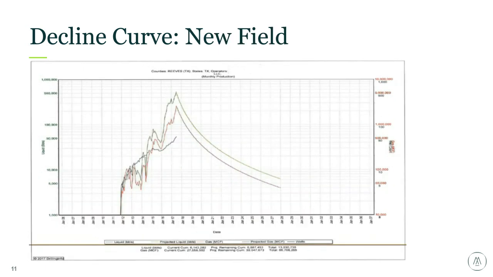This is an example of a new field decline. This is in Reeves, Texas, and there's a hyperbolic curve on this to estimate the reserves. But if you look at that peak production and go back about 3 years to 2014 and 13, you'll see where the production climbed and then quickly fell back. So by adding new wells, it is likely going to follow the same production pattern that it had exhibited early on.